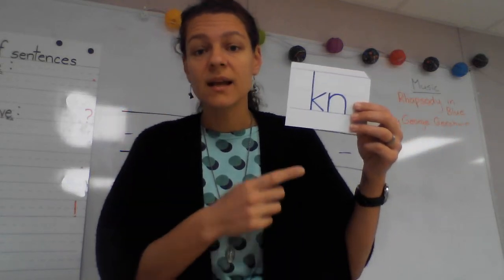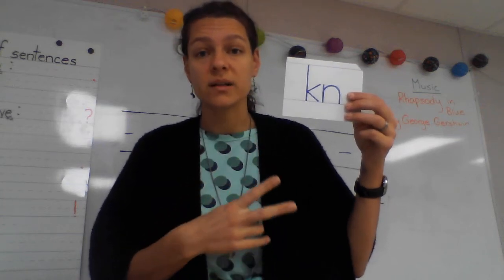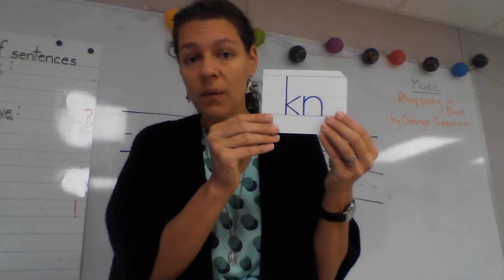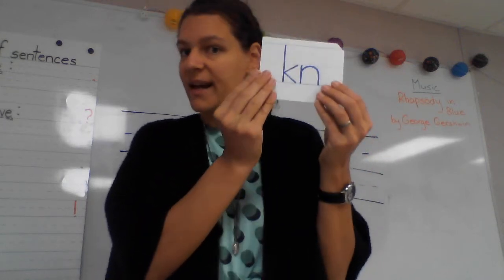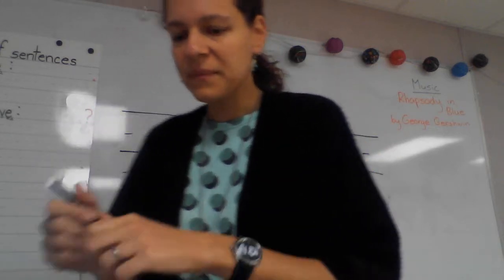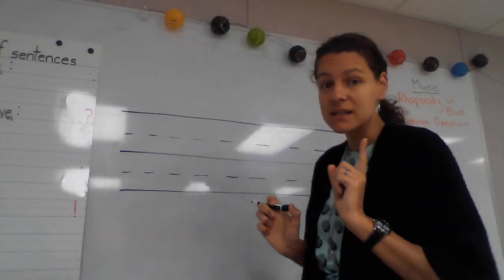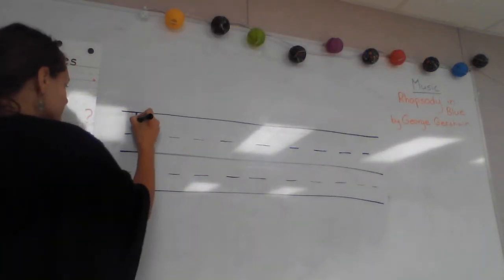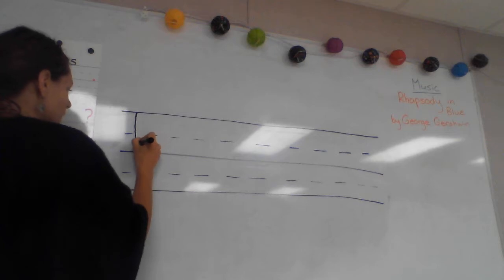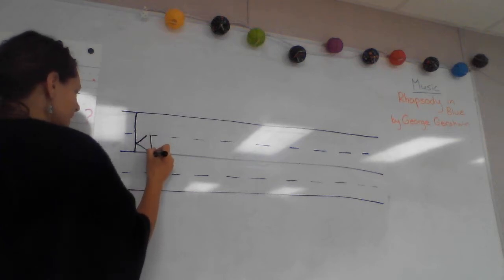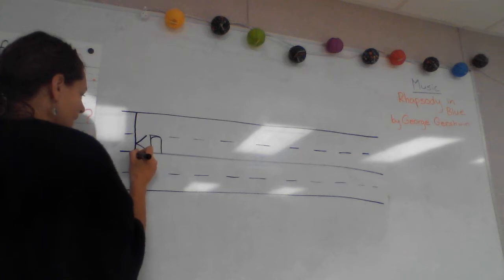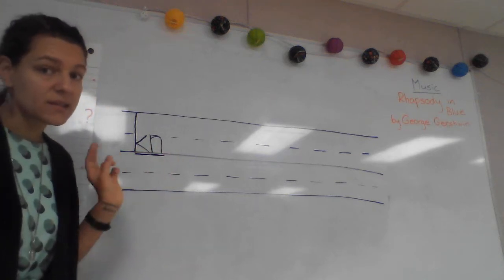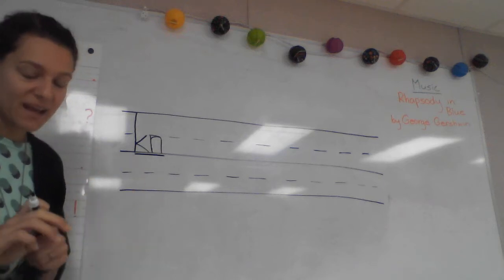Class, what is this? Say it with me. Two-letter n used only at the beginning of a base word. All right, so this will only be at the beginning of a word, not anywhere else. All right, so to write my two-letter n used only at the beginning of a base word, I write my first letter and close but not touching the second letter and underline. Class, what is this? Good. Two-letter n used only at the beginning of a base word.